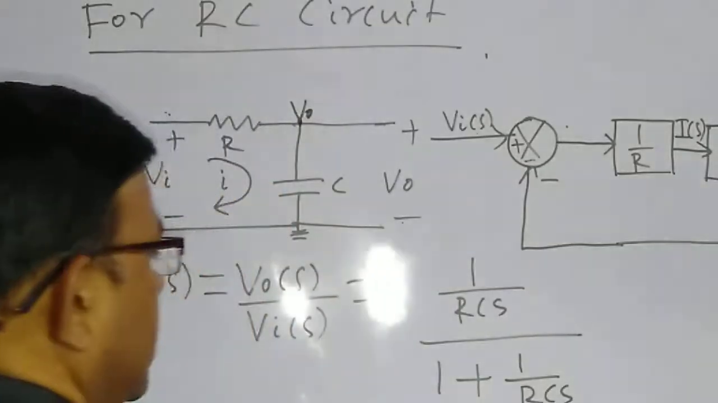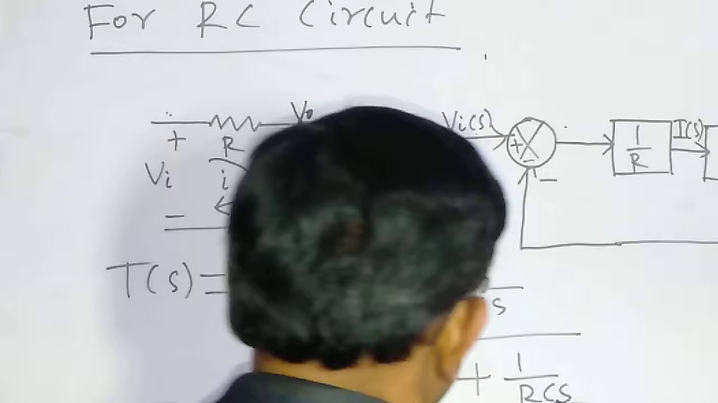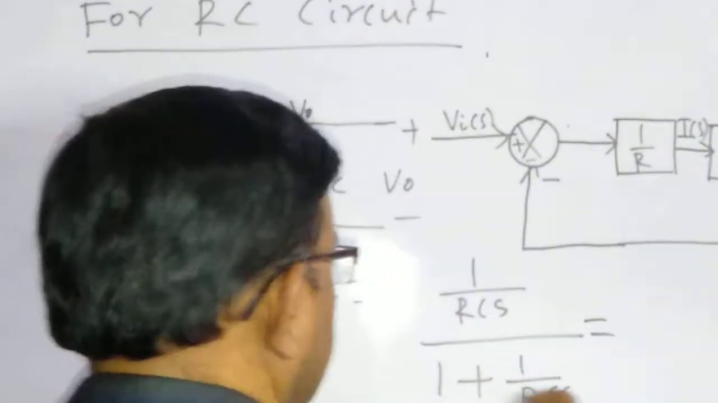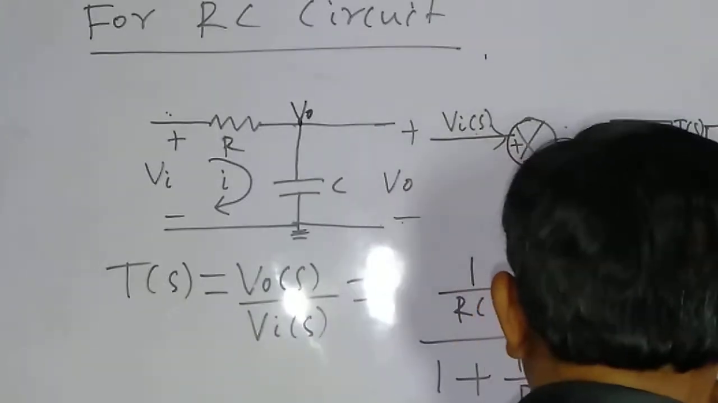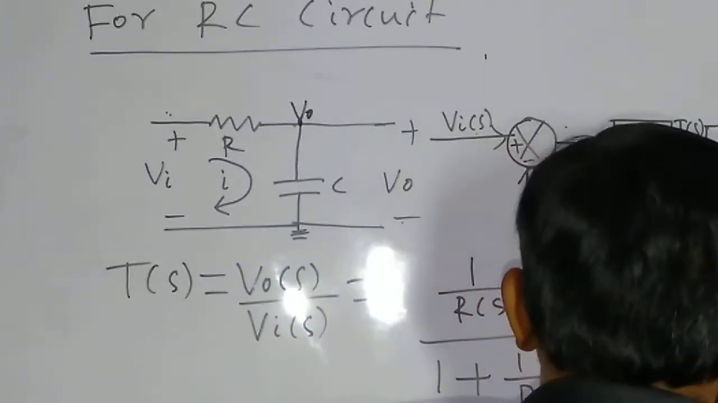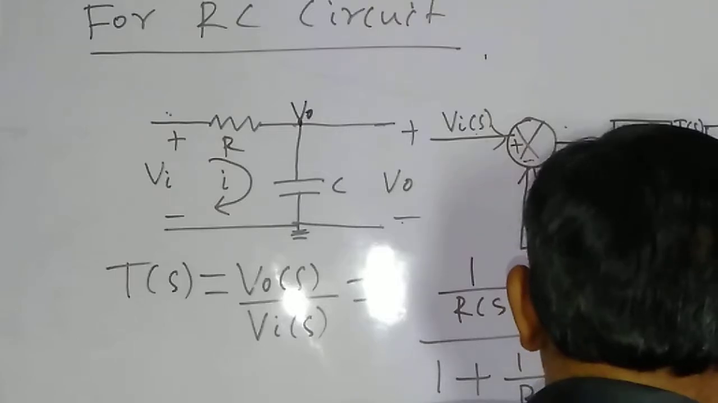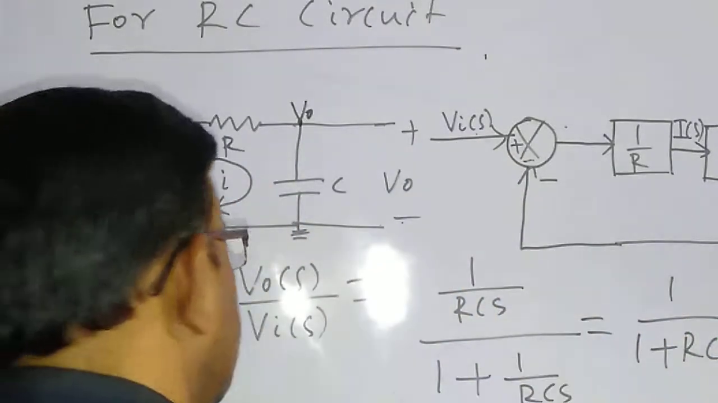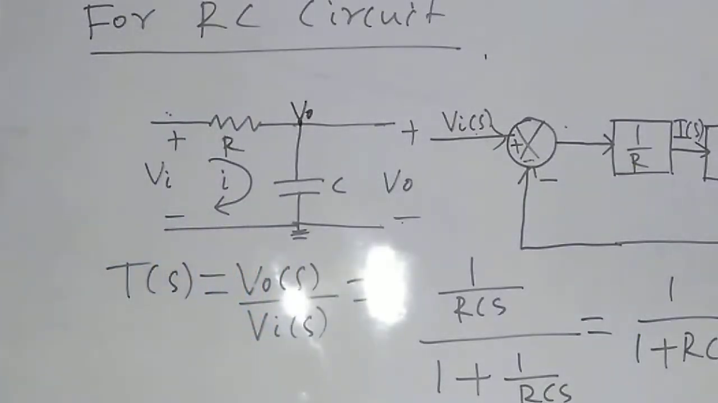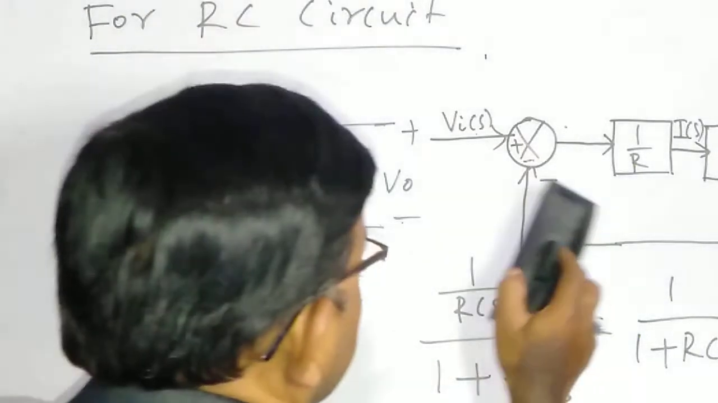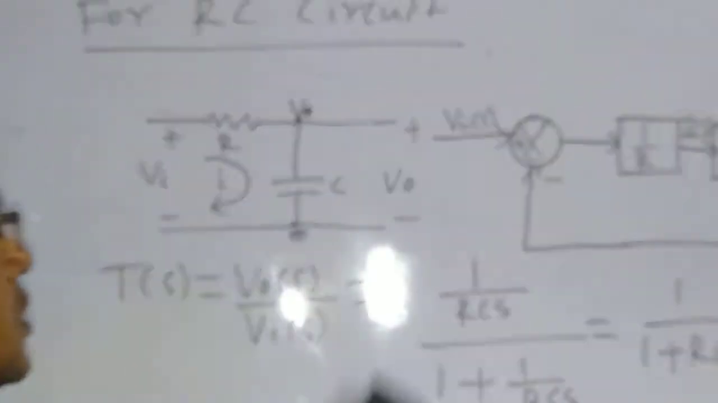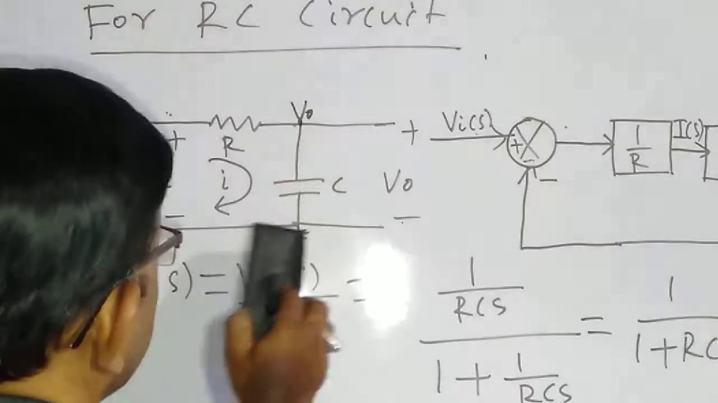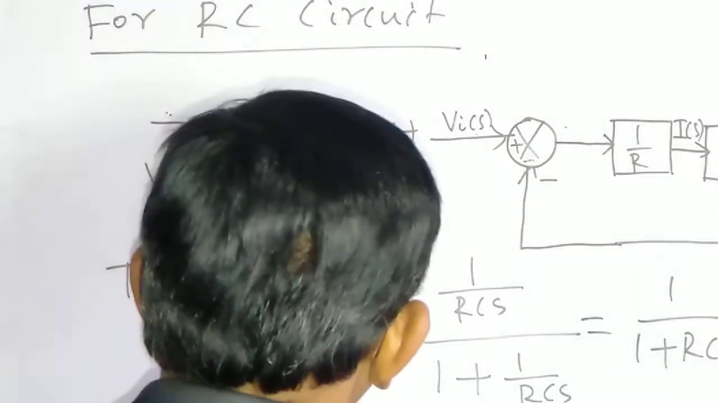It is a negative feedback, therefore 1 plus 1 by RCS. So we can take this common LCM, that is 1 by 1 plus RCS, which is the overall transfer function of this system. So now we can directly find the transfer function from the block diagram. Now we can check whether this is matching with this.